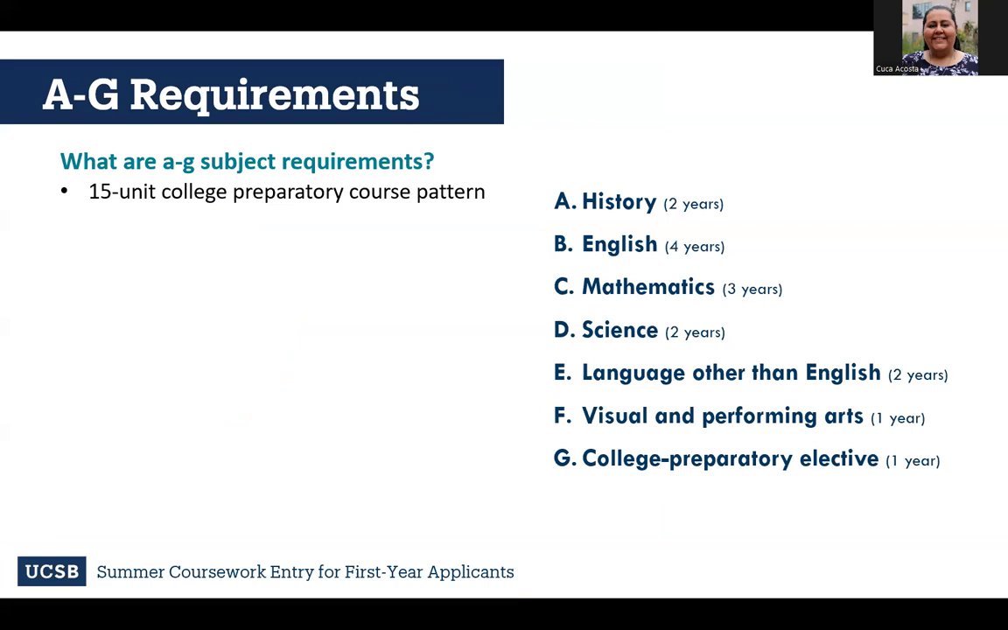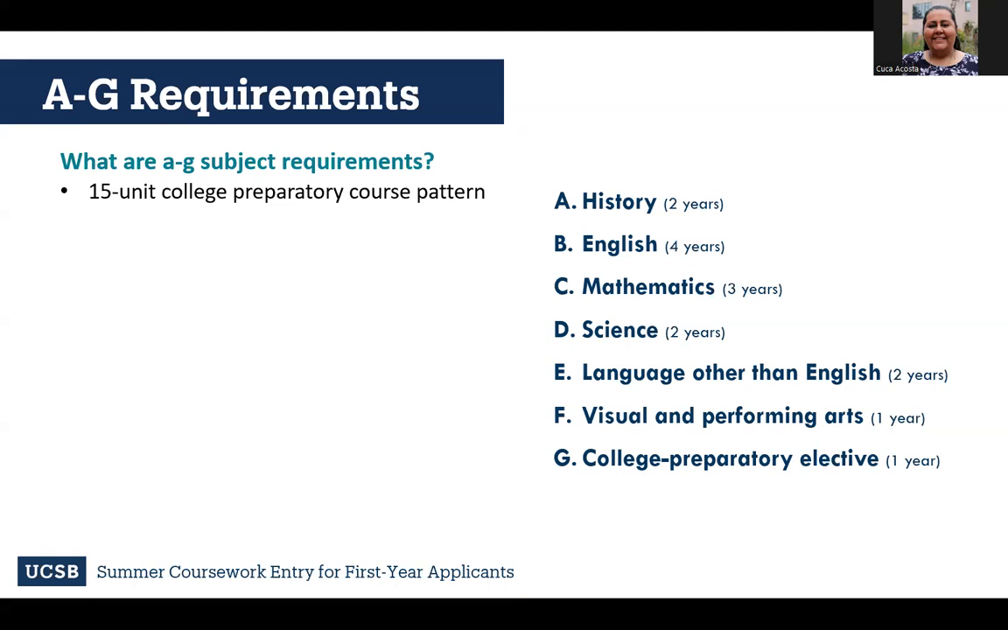So taking a look at the A through G coursework requirements, and just so we all have an understanding of what they are, as I mentioned, they are that 15-unit college preparatory course pattern. So as you're looking to the right of your screen, you have history, 2 years is going to be required, English, 4 years, mathematics, 3 years, and so forth. Now, there's going to be a few additional subject areas that do recommend an additional year of that subject area. Mathematics, for example, while 3 years is required, again, traditionally it's going to look like an algebra 1, geometry, algebra 2. Could also look like a math 1, 2, 3.